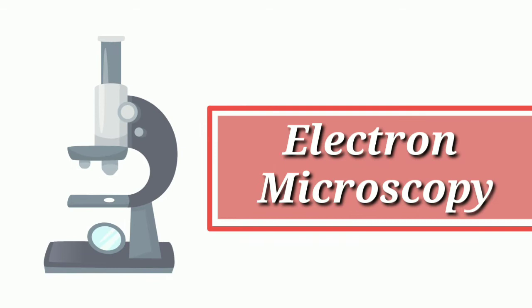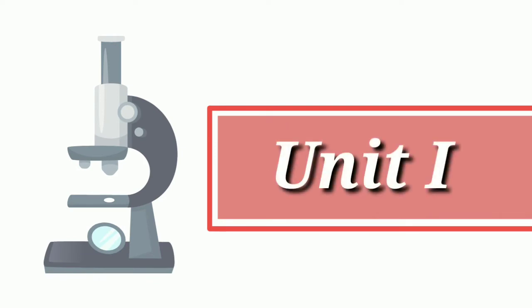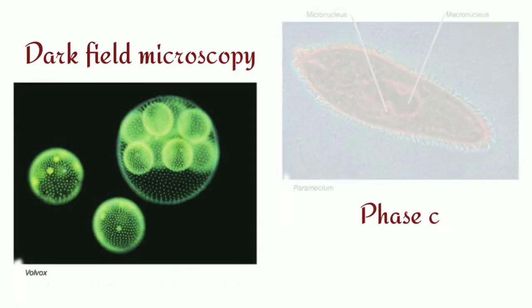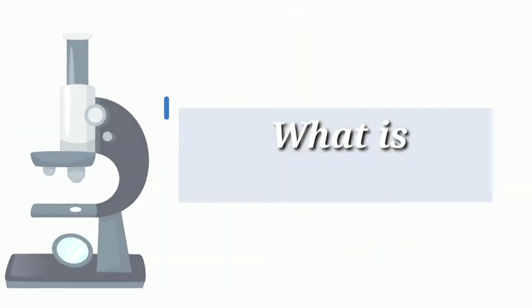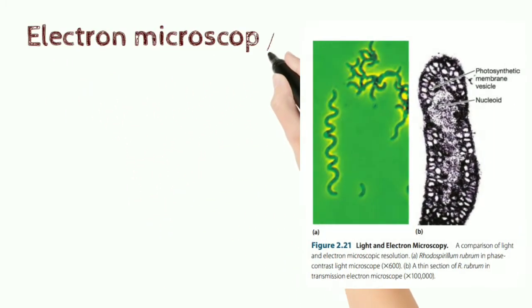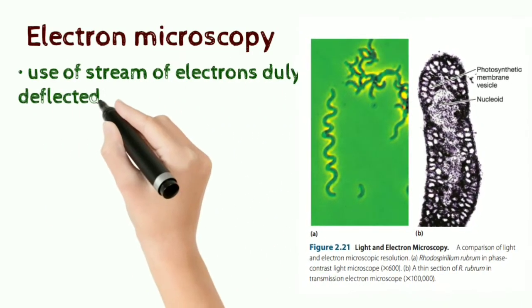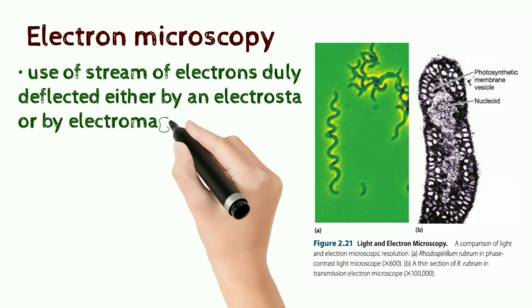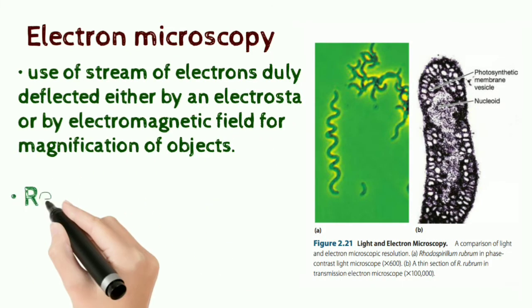Today we are going to start electron microscopy under Unit I Microbiology. In the previous video we have studied about dark field and phase contrast microscopy. What is electron microscopy? In this we make use of a stream of electrons duly deflected either by an electrostatic or by an electromagnetic field for magnification of objects.